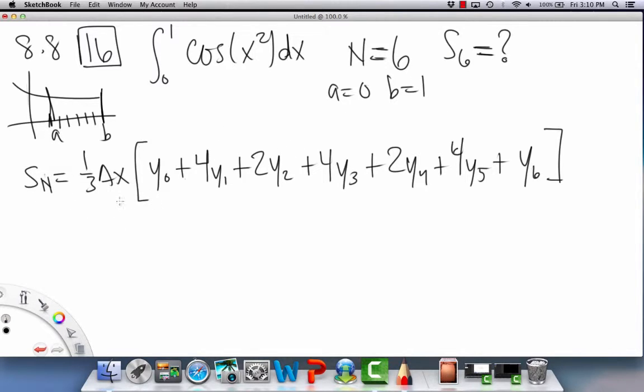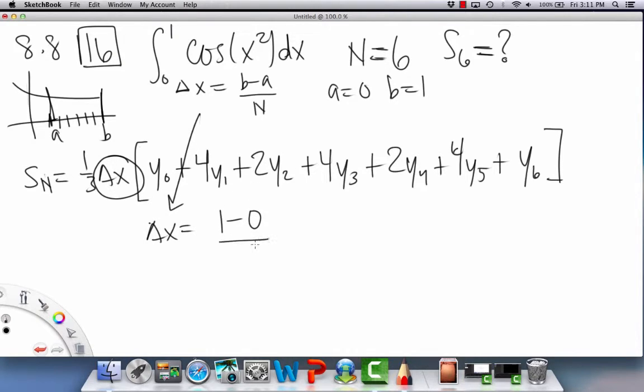And then the way to figure out delta x, that's the length of one little interval. This is like a mini formula. So you just do b minus a divided by however many intervals you're doing. So in this case, delta x is going to equal b minus a, so that's 1 minus 0 over 6. So delta x equals 1 over 6. Okay, so now we know delta x, and then here comes the laborious part where you have to figure out every single y that we have here.